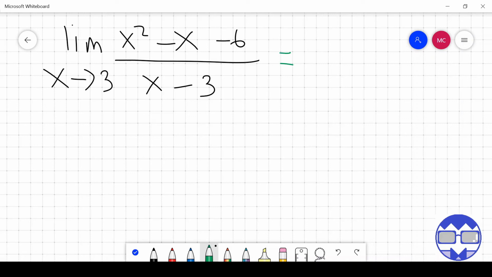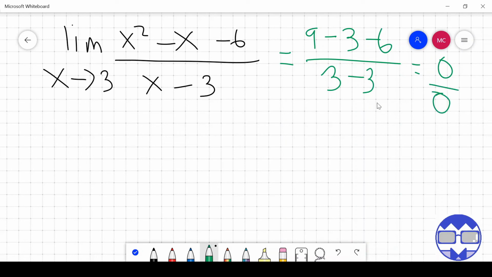So we have 3 squared is 9, minus 3, minus 6, all over 3 minus 3. 9 minus 3 minus 6 is actually 0, and 3 minus 3 is 0. Hence, this is an indeterminate form.